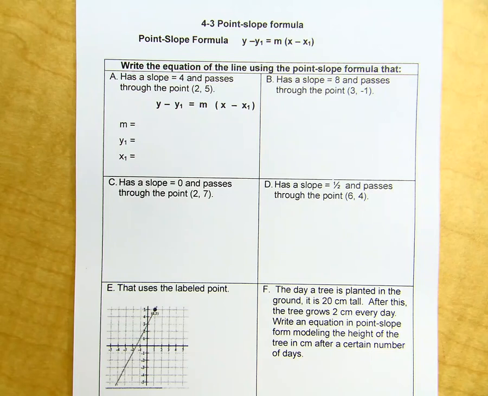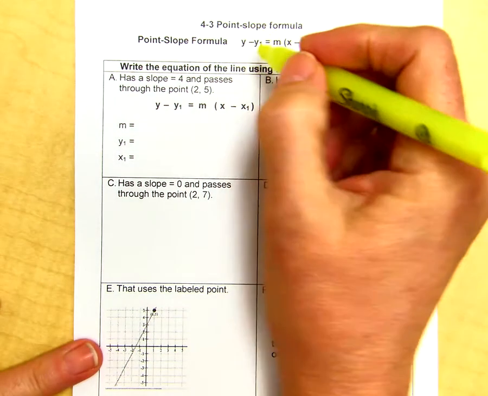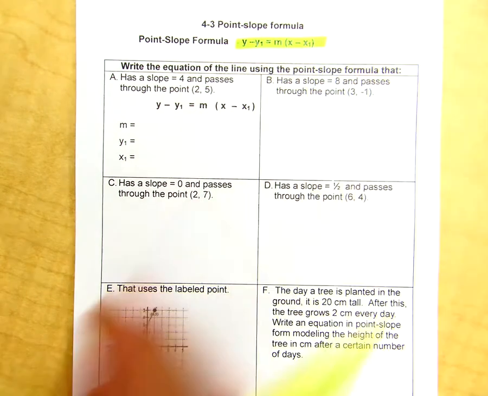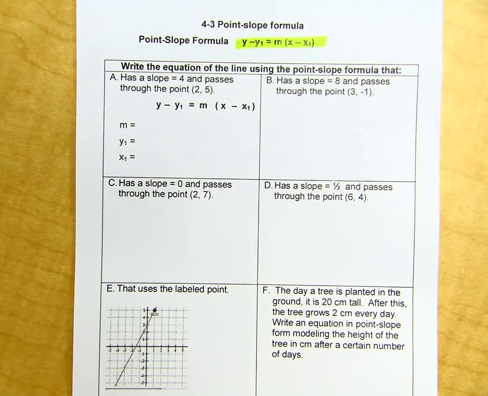In this video, we will be looking at the point-slope form of the equation. At the top of our sheet, we see the point-slope formula is given to us. That is highlighted now in yellow. Y minus y sub 1 equals m times the quantity x minus x sub 1.